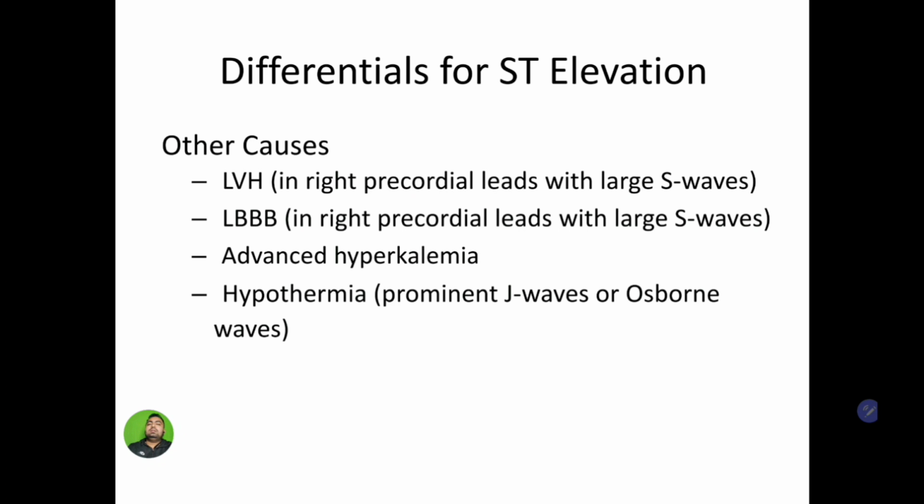So these are the other causes, for example in LVH, in right precordial leads with large S wave, in left bundle branch block, same with right precordial leads with large S waves. It can be seen in advanced hyperkalemia and it can be seen in hypothermia, with prominent Osborne or J waves.